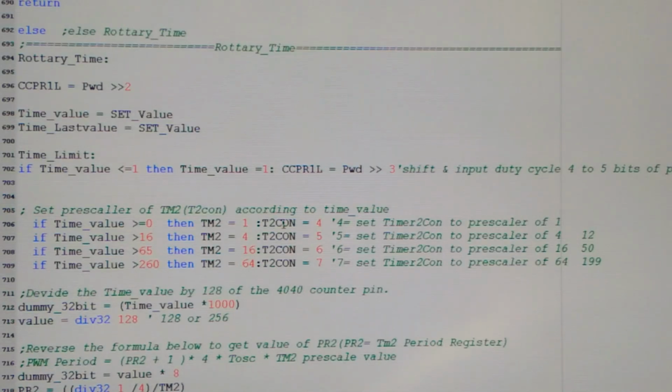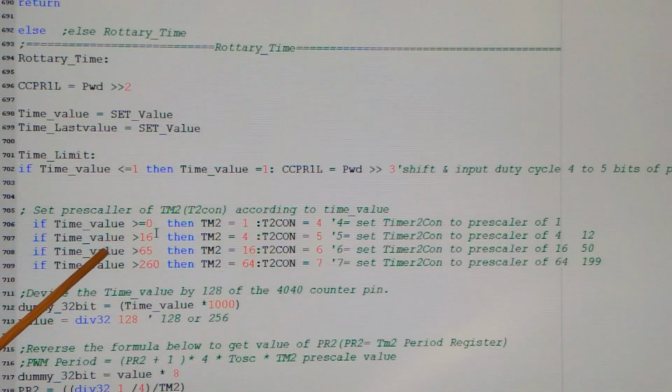Sorry, I'm telling you wrong here. The pre-scaler is done by TMR2, timer 2, which is actually here, T2CON. The settings in the pre-scaler are times 1, times 4, times 16, times 64. And this corresponds to what your frequency needs to be, okay?